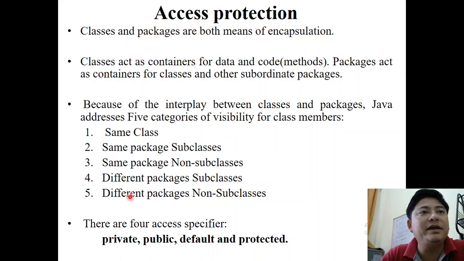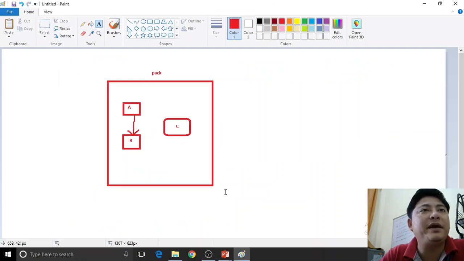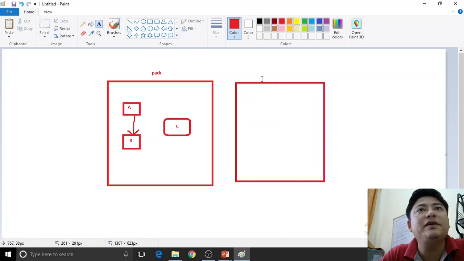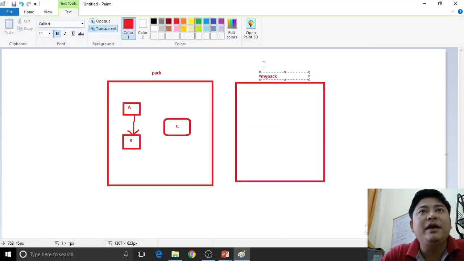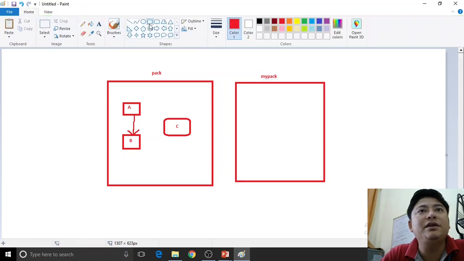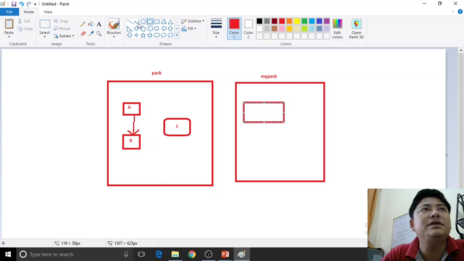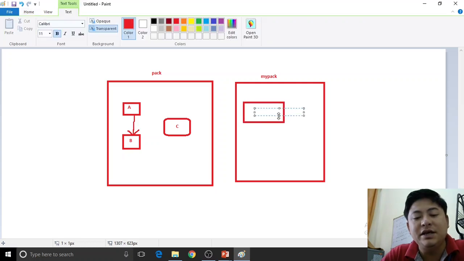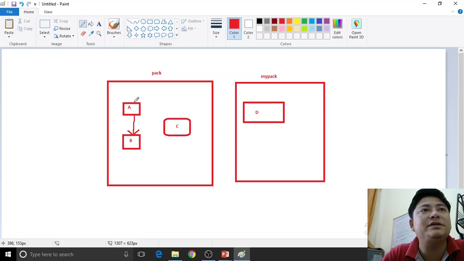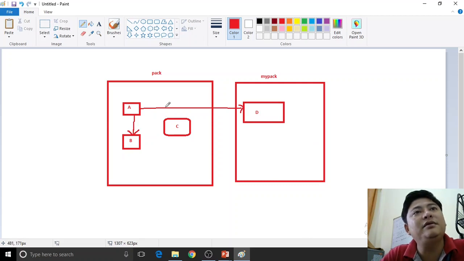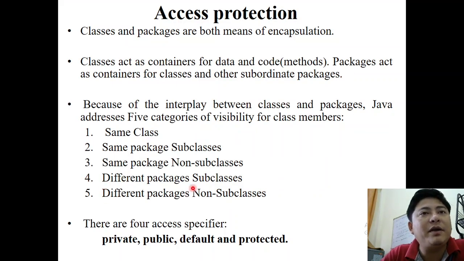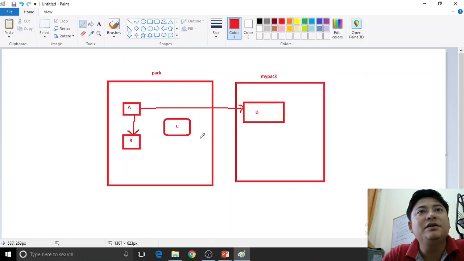Now next is different package subclass. Different package subclass means there is another package, say for example the name of the package is mypack, and inside it there is a class named D, and this class D has been designed in such a way that it is inherited from class A or class B or class C, whatever it is. So here you can see there is a link between a class of one package and another class of another package. That's why I call it different package subclass, because the inheriting nature is there.